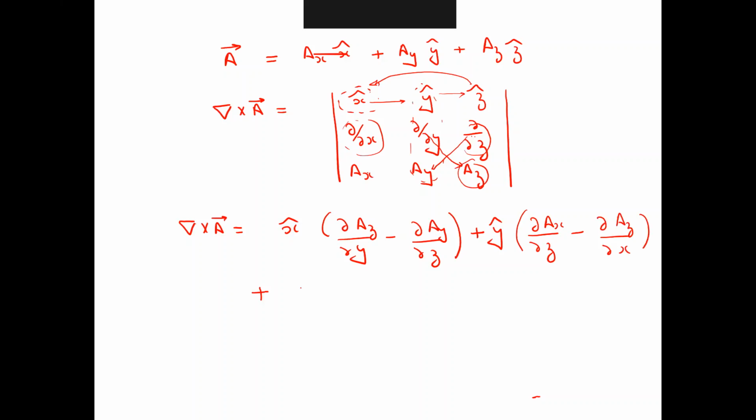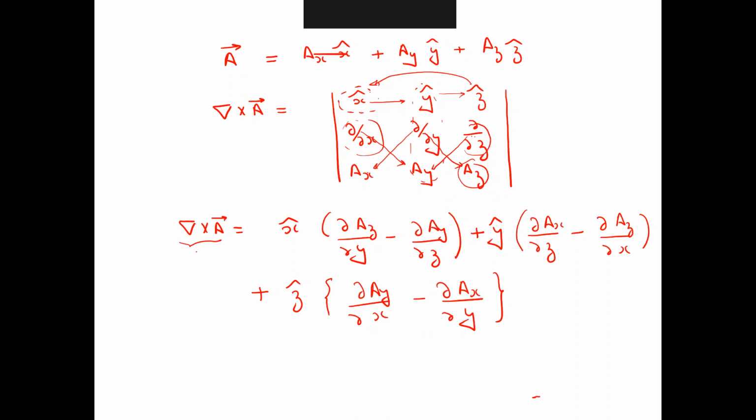And finally, I go to the z column. Again, I walk counterclockwise. I have the x column here. So I multiply this with this, and this with this, and do the right subtraction. So I get del Ay by del x minus del Ax by del y.